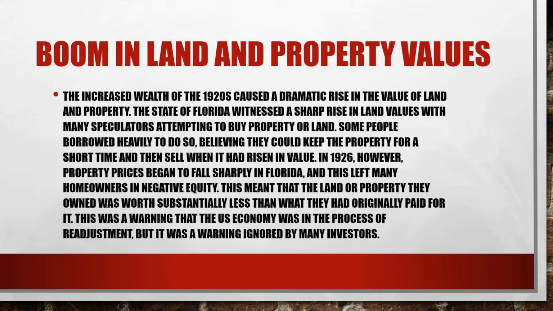So prices had gone so high in Florida, for instance, that people would buy something, say, for $50,000, and then when prices start to fall, this property would then only be worth $30,000, and so they'd be $20,000 in negative equity. So they couldn't sell it, and it was worth a lot less than they paid for it. This was a warning, really, but again, it was ignored by a lot of investors and ignored by a lot of people.